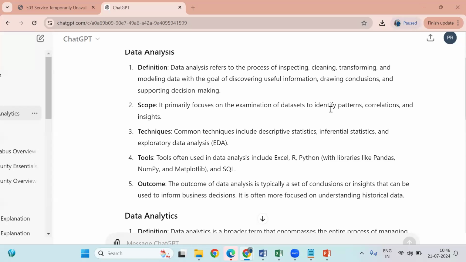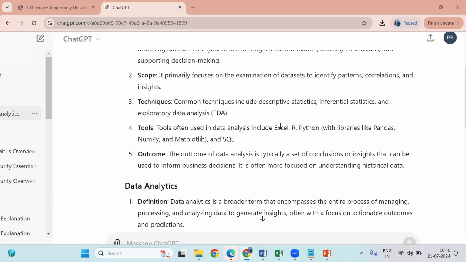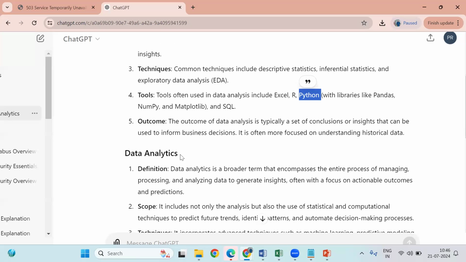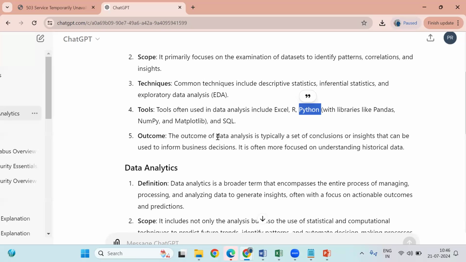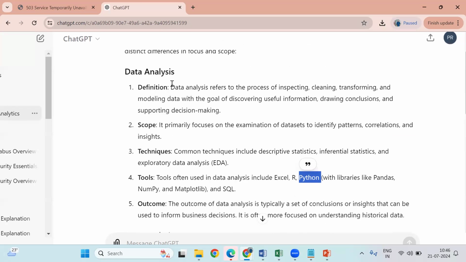Clear, right? Next, what are the tools we need to know? Here it requires more than Excel, beginner to advanced level of Excel, and the R language or Python language. In Python, we are using pandas, NumPy, and Matplotlib libraries. What is the outcome of data analysis? It is typically a set of conclusions or insights that can be used to inform or extract business decisions. This is data analysis.